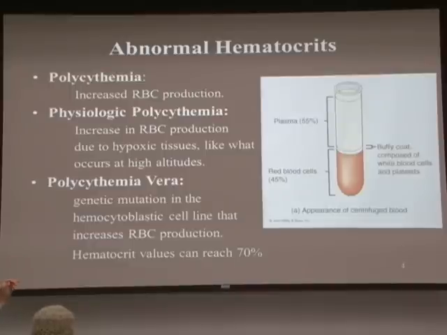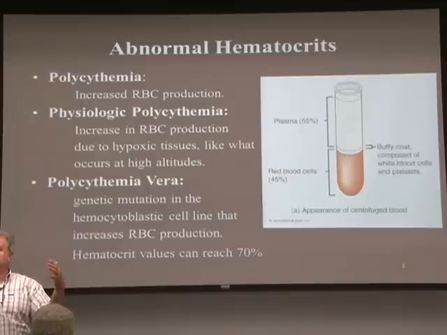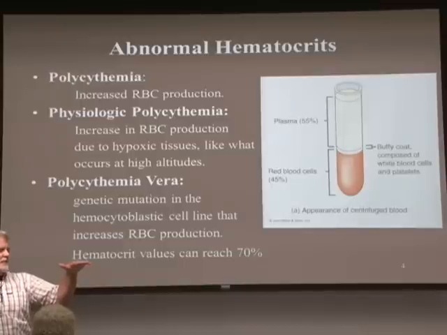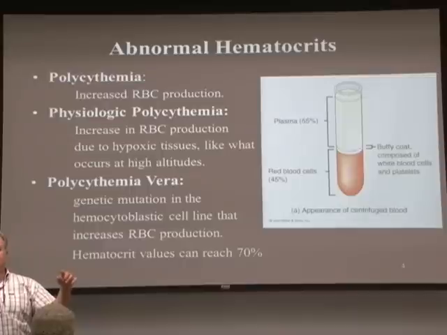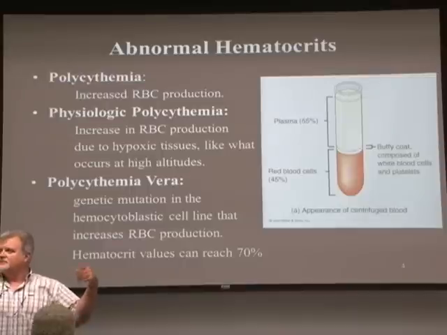So there are a couple of reasons why we can see it clinically. The most common would be what we would call physiologic polycythemia, and it's due to hypoxic tissues. So it could be that the person is an extreme athlete, an Ironman athlete, and they're in intensive training that would drive their red blood cells up a little bit. Or it could be because they've been training and or exercising at elevations. As you go up in elevation, the amount of oxygen in the atmosphere drops, so the amount of hemoglobin to attach oxygen to becomes critical.